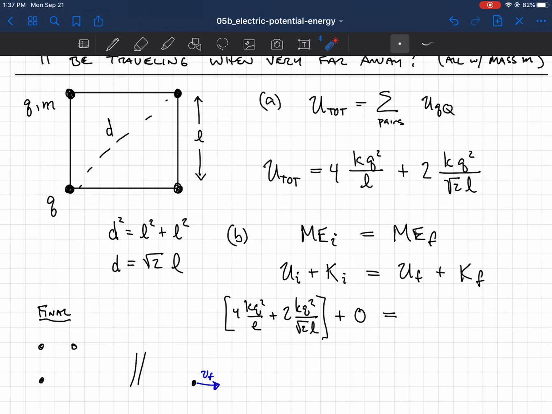And then my final, well, we know that the kinetic is easy to write down. That one's going to be 1/2 m v final squared for a single charge. That's the only one that's moving, so we only have one kinetic energy term there. And then the potential energy term will look similar, but I've lost some of my pairs. So let's just count what we have. I still have one diagonal pair instead of two, and I have 2 pairs side by side. And that's it. So instead of my initial expression, I now have 2kq squared over L plus 1kq squared over square root of 2 L.